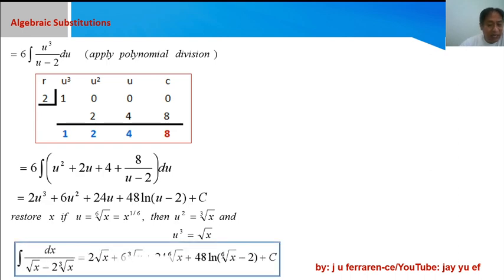Okay, so we have 2 times the square root of x, which is 2u cubed, correct? The 6u squared is 6 times the cube root of x, correct? And plus, this is 24u, and our u is the 6th root of x, correct? Then plus 48 ln of the 6th root of x minus 2 plus c as our answer. Okay, so that's how to work when you have a given like that, x containing a fractional power.